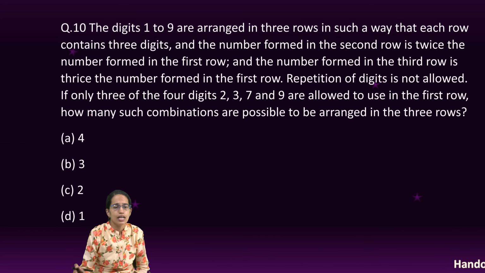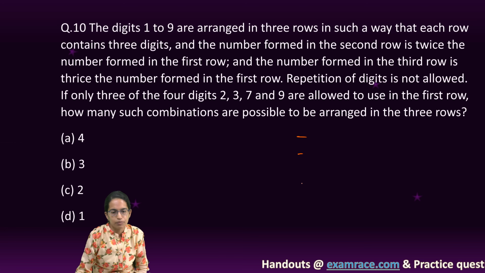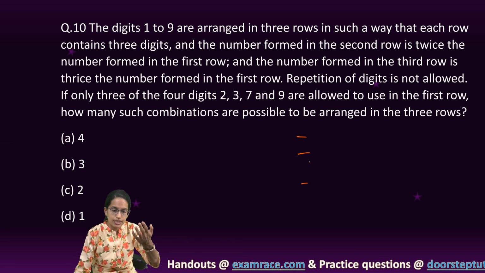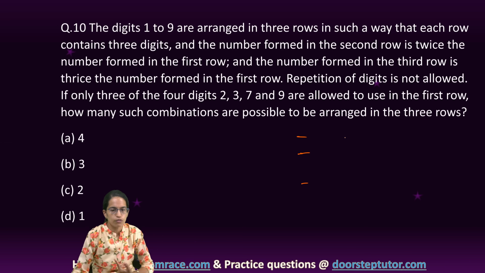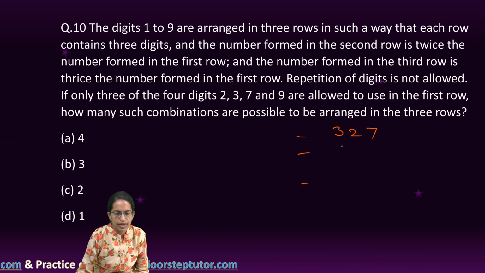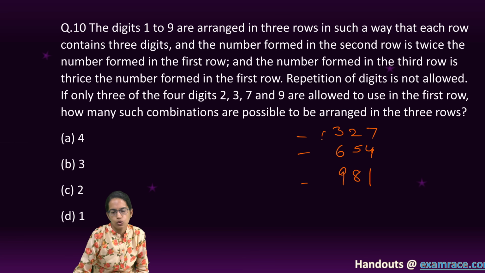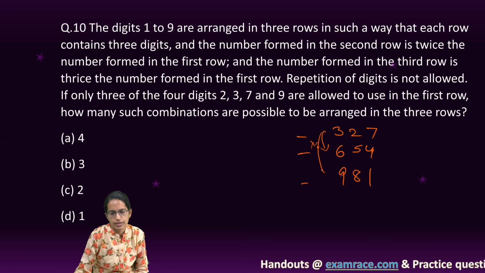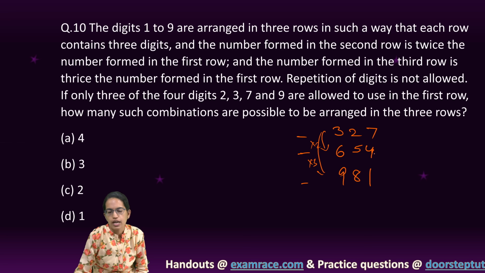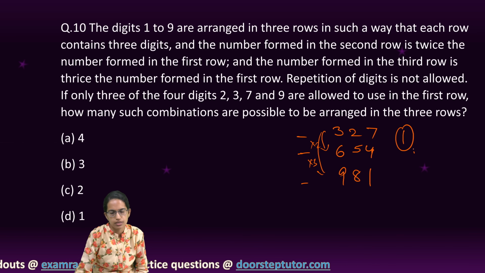The next is a very interesting problem. I have to arrange the numbers such that the 3 numbers in 3 rows are there, such that each next row is a multiple of the first row. So let's say my first row here is 327, my next row is 654, and the last row here is 981. Okay, so it's multiple into 2 and this is into 3, right? And all of these are different numbers. So this gives me a perfect answer. So one combination is definitely there.